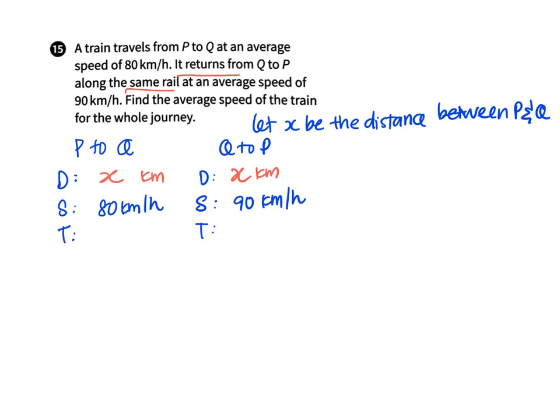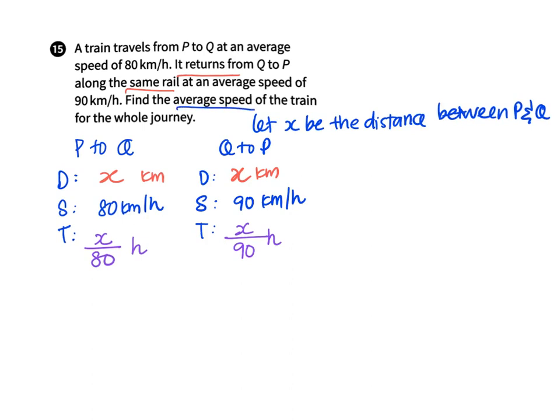So we shall use this information to find the time taken. Time taken from P to Q will be given by distance divided by the speed, which is 80 kilometers per hour, so this will be X over 80 hours. And time taken for Q to P will be distance divided by the speed, that will be X over 90 hours.